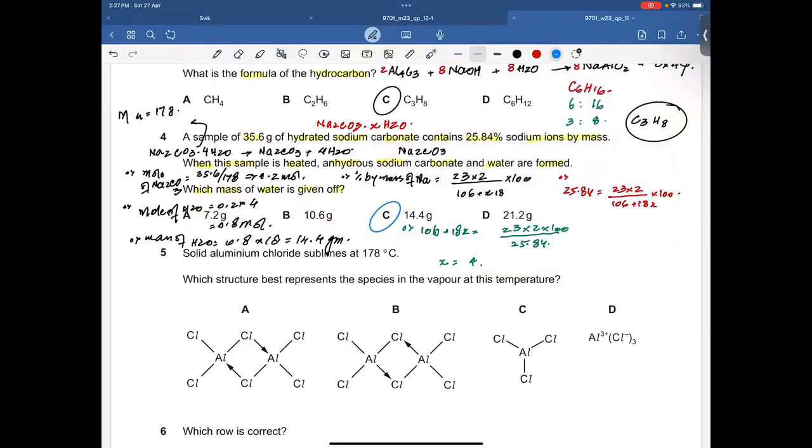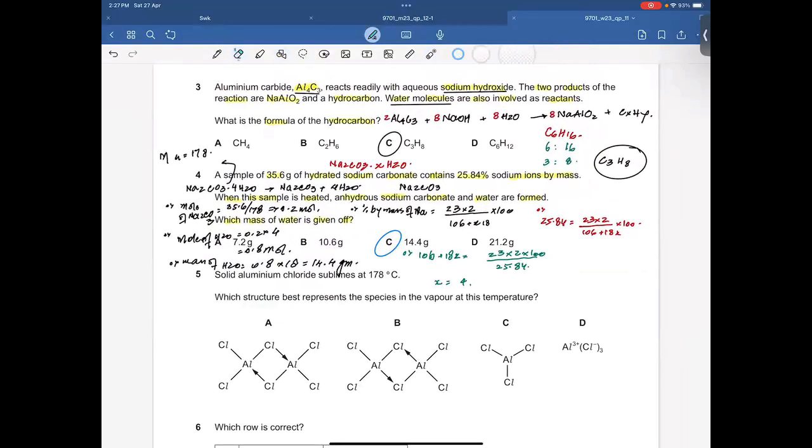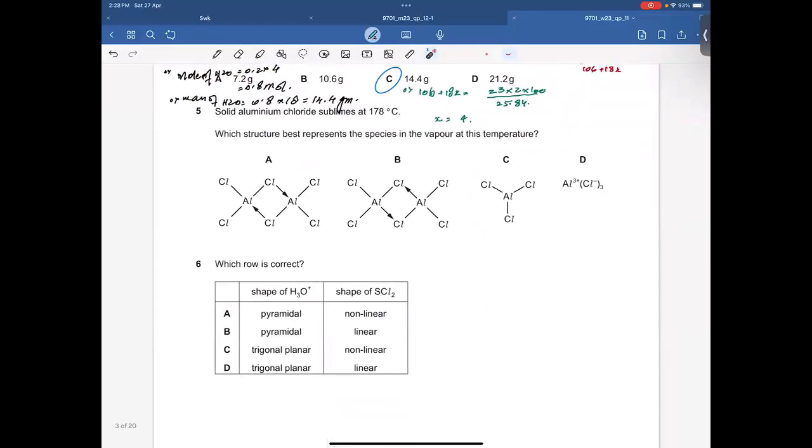I hope it makes sense to you. That's a very, very tricky question. First, you need to find out the value of X in this percentage by mass of sodium. And from that value of X, you can determine the MR. By using this mass and the MR, you can find the moles. By using the equation, you can find the moles of water through molar ratio, and you will get the mass of it. All right? My goodness.